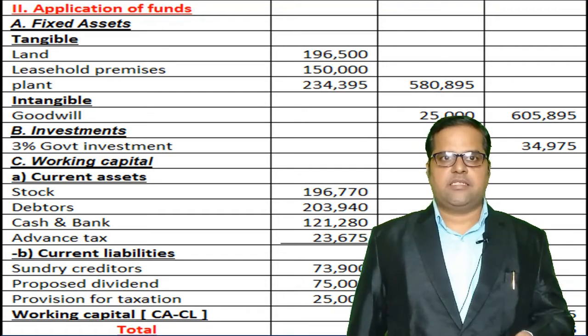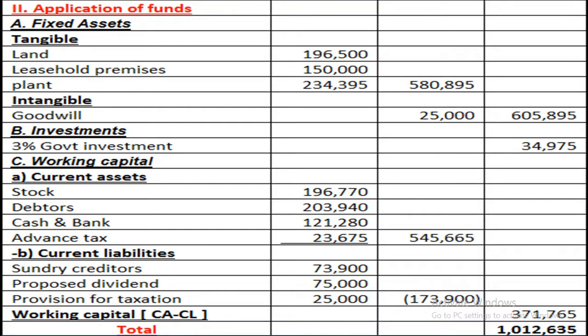After that we will record intangible assets, that is goodwill. Since there is only one item of intangible fixed asset, we will put the total directly in second column. Now we will add up these two values, that is tangible fixed asset and intangible fixed asset, and take the total to third column. Then we will proceed to the next heading, that is B, investments. Under this we have covered only one item, that is 3% government investments. Now since there is only one item, we will straightway put this amount in last column, that is third column. The amount is 34,975.